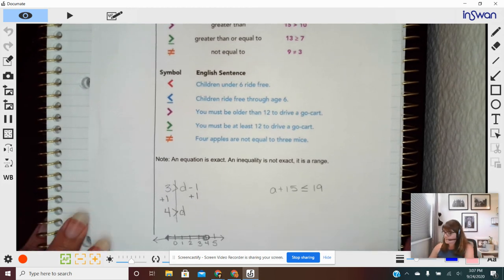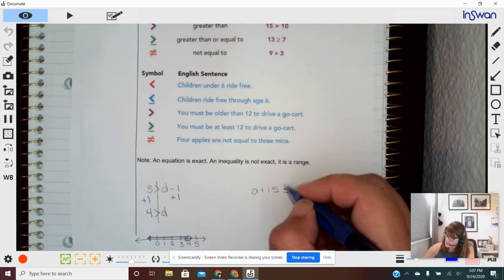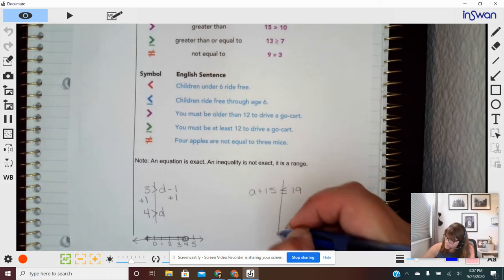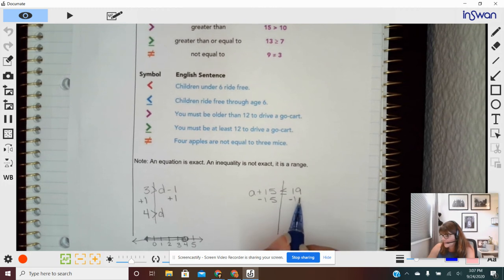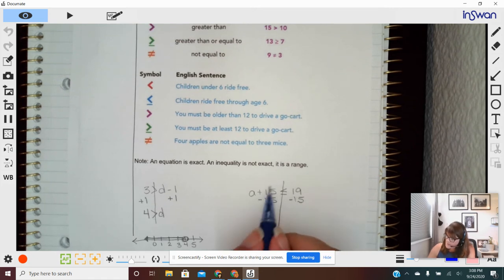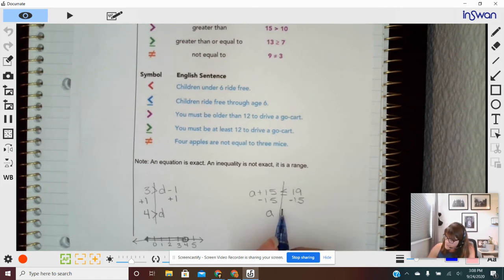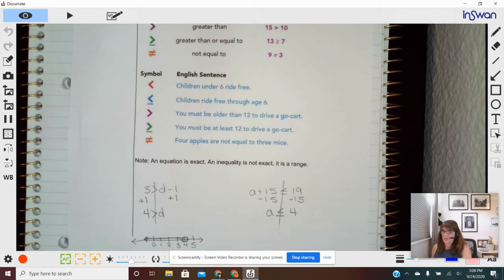Well, let's do another one. In this one, a plus 15 is less than or equal to 19. Again, I'm going to make it nice and neat. The inverse operation of plus 15 is to subtract 15. This made a 0 pair, so I have a is less than or equal to 4. Again, nice small number. It didn't have to go crazy.